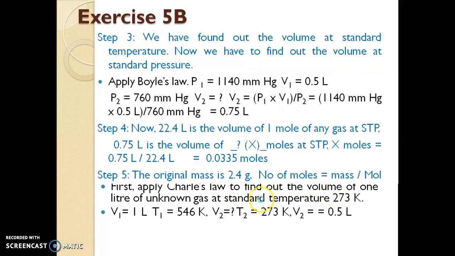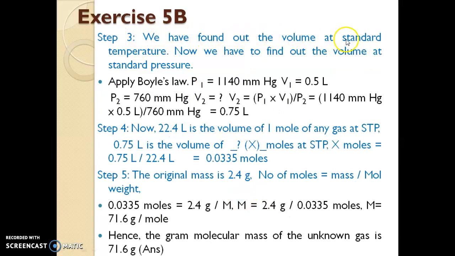Then find out the volume at standard pressure. Now P1 is this, V1 you know, so find out V2. You apply Boyle's law, so you find out this. Next, 22.4 liter is the volume of 1 mole of gas. Now 0.75 liter will be how many moles? So X mole is coming as this 0.0335.